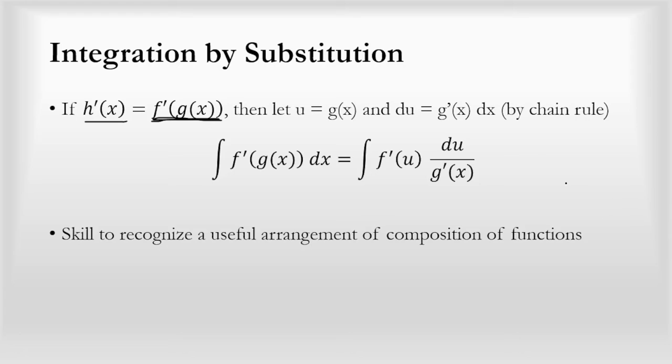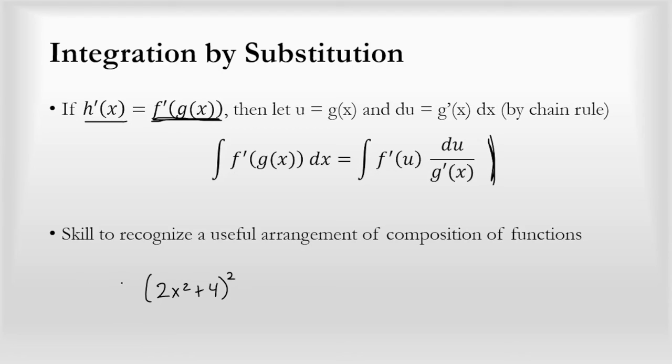I'm going to leave the example to show how to use this heuristic formula. The chain rule is sort of the basics of this, and remember, it's a skill to recognize a useful arrangement of composition of functions. So let me remind you of the chain rule. Take 2x squared plus 4, squared.